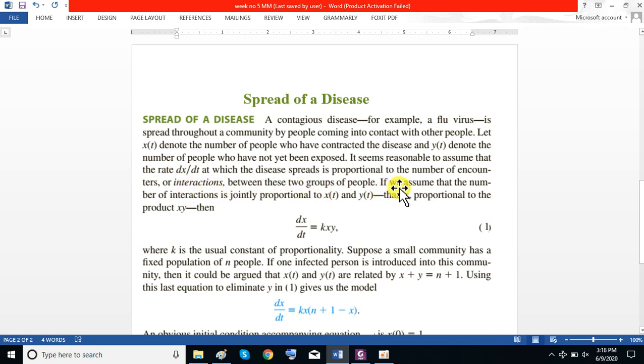If we assume that the number of interactions is jointly proportional to x(t) and y(t), that is, proportional to the product xy, then the mathematical model becomes dx/dt = kxy, where k is the constant of proportionality. After we convert the proportionality sign into equality, we put in a constant, which is the constant of proportionality.